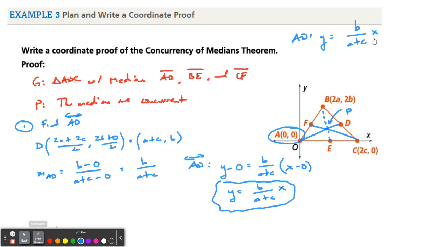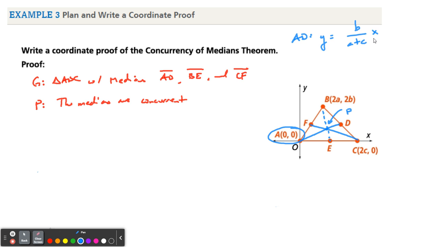Okay, and I'm going to erase this, and we're going to look at CF now. Let me erase it real fast. Okay, so let's do part 2 in green. So this is to find CF. To find line CF, the first thing I'm going to do is find point F. Again, F is the midpoint of A and B, so take the x's and add them. So 2a plus 0 divided by 2, 2b plus 0 divided by 2. That's just going to be a, comma b. There we go, and there's the midpoint F.